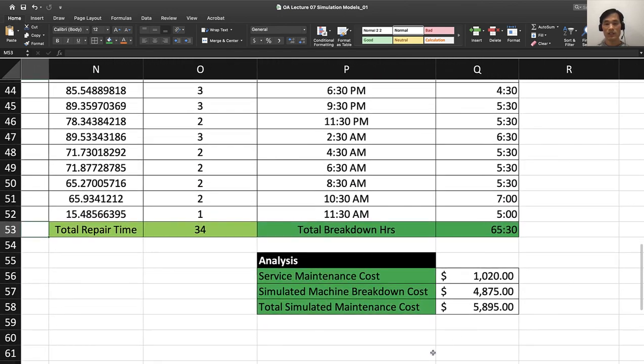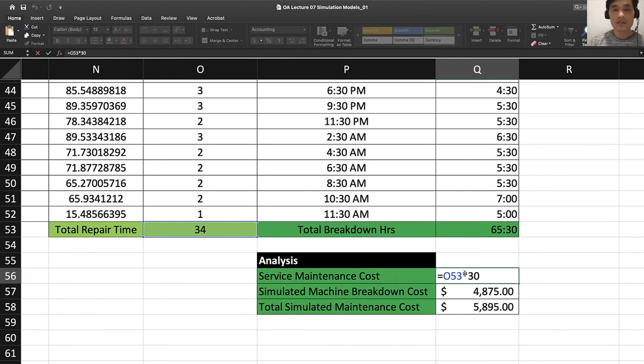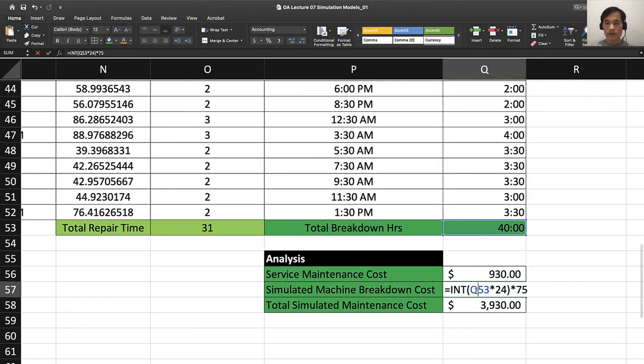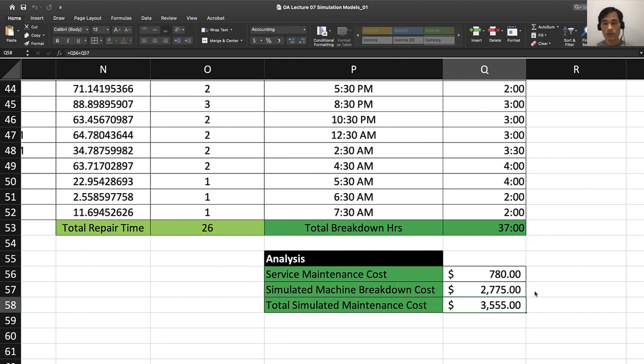Now, if you have this data, then you can calculate the service maintenance cost. Service maintenance total repair time was 34, so you can click on that, and then it's $30 per hour. So that's going to be 930. For simulated machine breakdown, we have to use integer, and machine breakdown is this 40 hours times 24 hours. You have to convert that into hours and multiply by $75, and that gives you 2,775 for that. If you have hours there, then you have to add $37.5 as well.